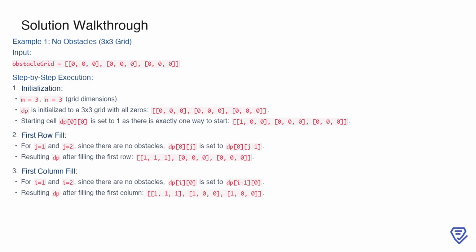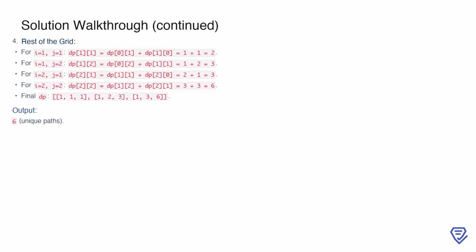After this, we fill the first row. Since there are no obstacles, each cell in the first row gets its value from the cell directly to its left. Similarly, we fill the first column by copying values from the cell directly above. At this stage, the DP table reflects that all cells in the first row and column have exactly one way to reach them. Now, we calculate the number of paths for the rest of the grid.